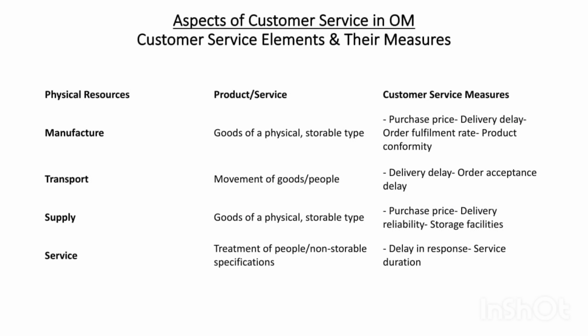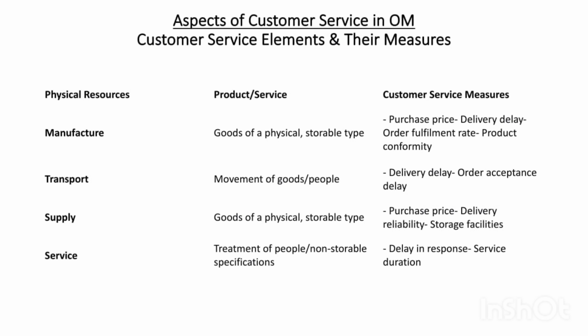So there are 4 aspects of customer service. The first one is manufacture. That means the physical resources must be manufactured. The product or service means goods of a physical or storable type. Then customer service measures 4 key measures: purchase price, delivery delay, order fulfillment rate and product conformity.